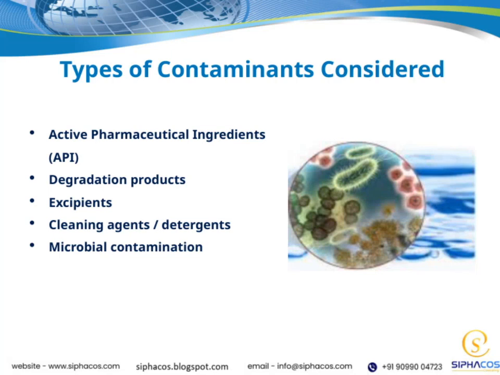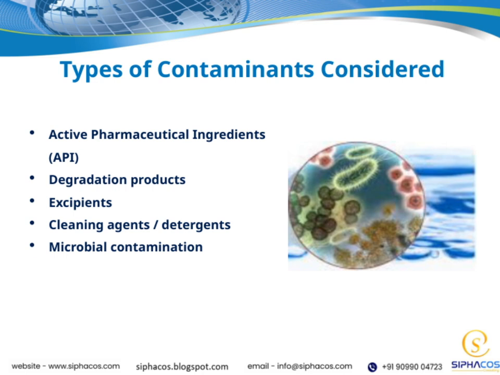Today, I want to talk about some of the key contaminants we need to consider in pharmaceutical products. First, we have active pharmaceutical ingredients, or APIs, which are the core components responsible for the therapeutic effect. But it's important to remember that APIs can also degrade over time, leading to degradation products that might affect safety or efficacy.